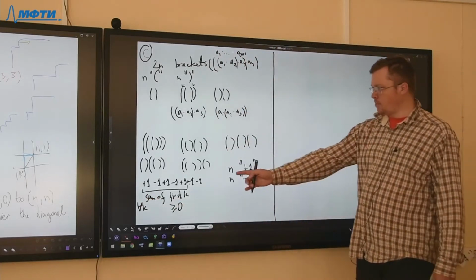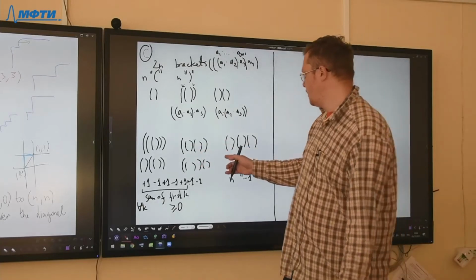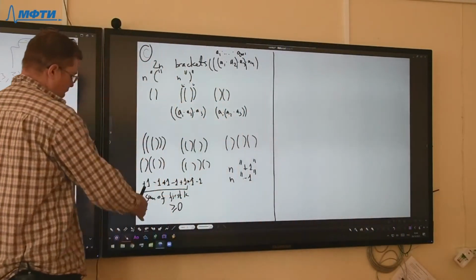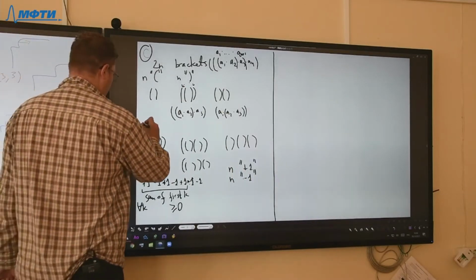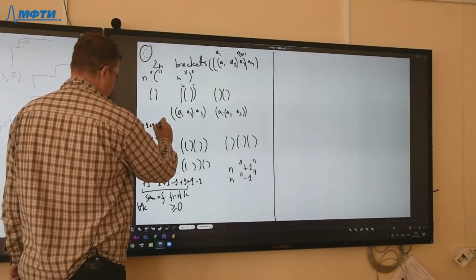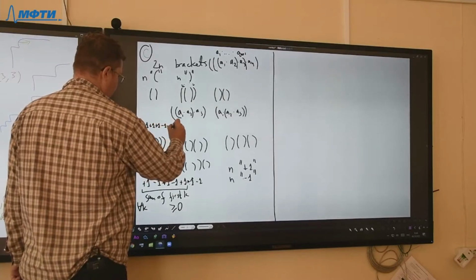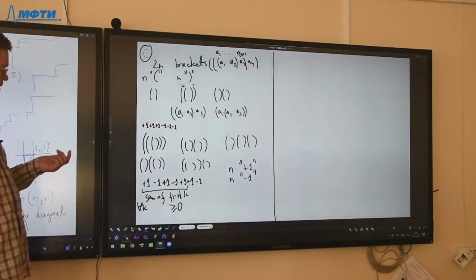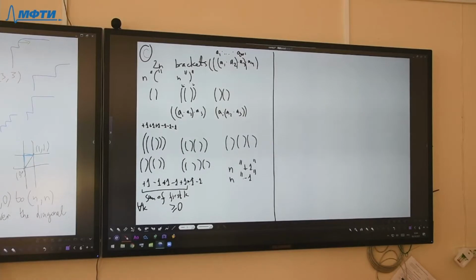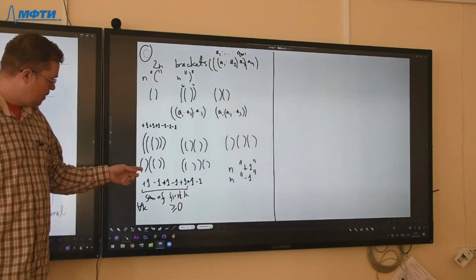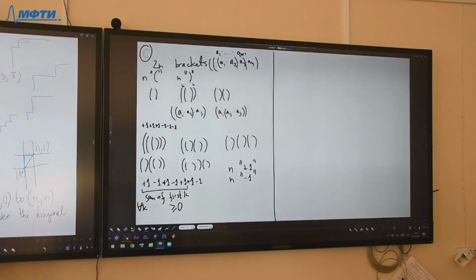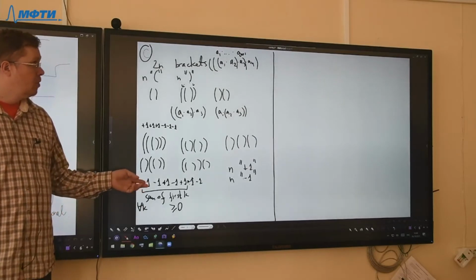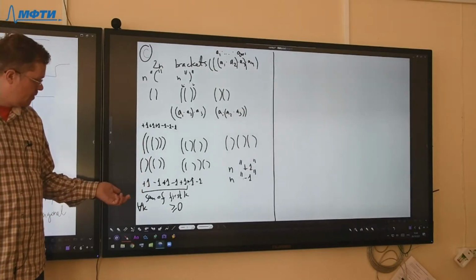It is the same. So, for example, I can say this is the same as the previous definition, because I can assign to all open brackets plus 1, for closing brackets minus 1, and the property that they are corresponding to each other means exactly that the sum of the first k is always non-negative, because if it is negative, it means that on some step I have more closing brackets than open brackets, and this is wrong.